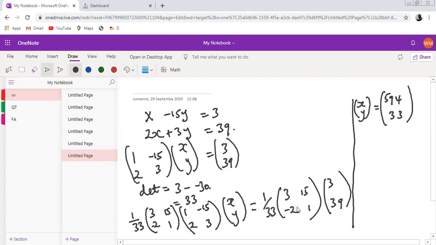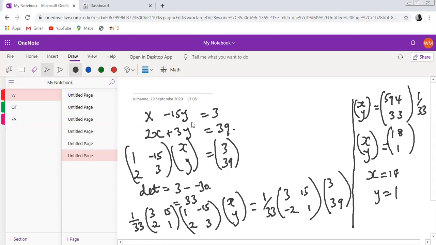And remember, everything was supposed to be multiplied by 1 over 33. So you will find at the end of the day, your xy will be given by 594 divided by 33, which gives you 18, and 33 divided by 33 is 1. So the answer for x is 18 and y is 1.